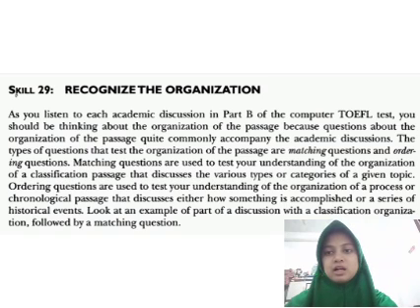Matching questions are used to test your understanding of the organization of a classification passage that discusses the various types or categories of a given topic. Ordering questions are used to test your understanding of the organization of a process or chronological passage that discusses either how something is accomplished or a series of historical events. Look at an example of part of a discussion with a classification organization, followed by a matching question.